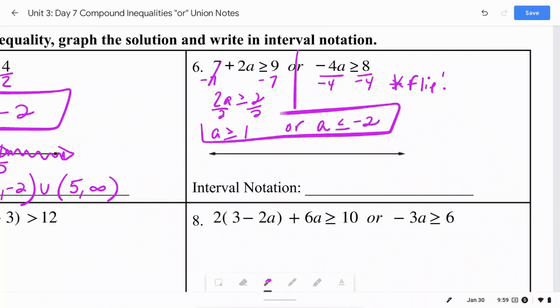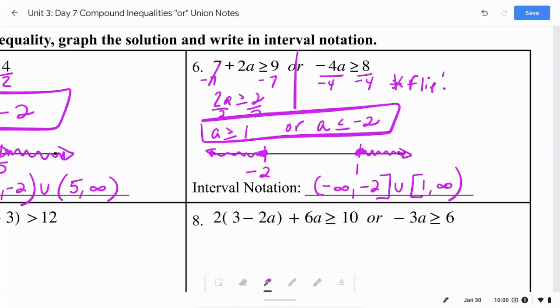Now, once it's solved, we're ready to graph. So on a number line, -2 would come first and then +1. They're both going to be closed circles since they have those equal bars. -2 is less than, so shade to the left. +1 is greater than, so shade to the right. The interval notation would be from -infinity to -2 with a bracket since it's a closed circle. And then the U, bracket +1 to +infinity.